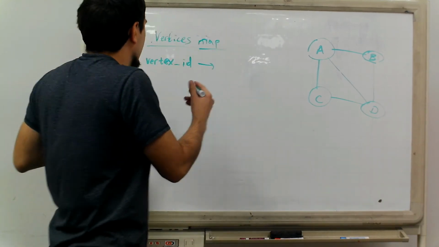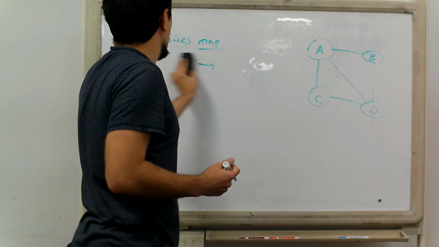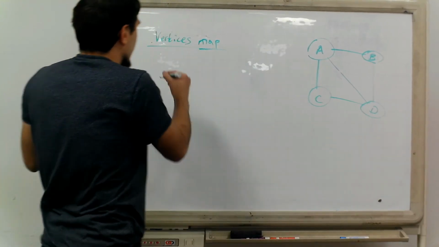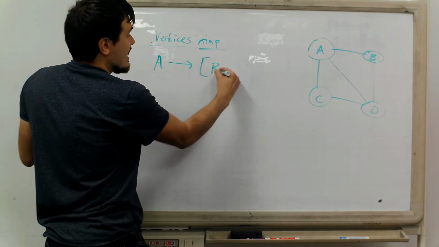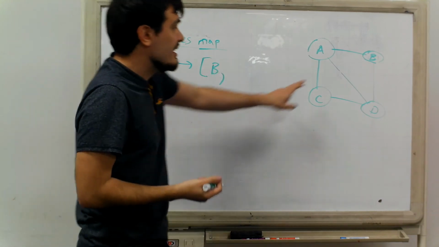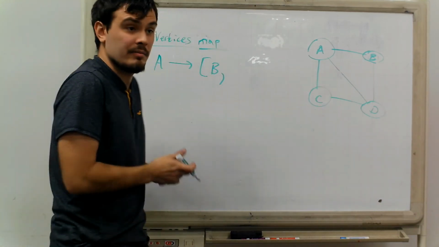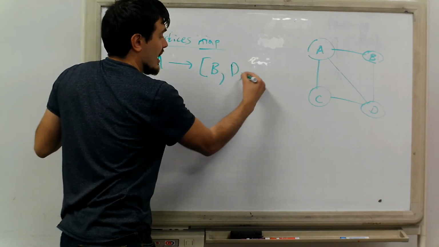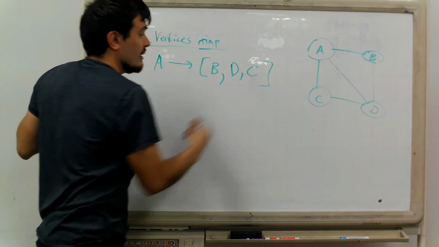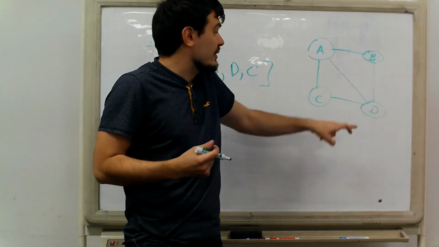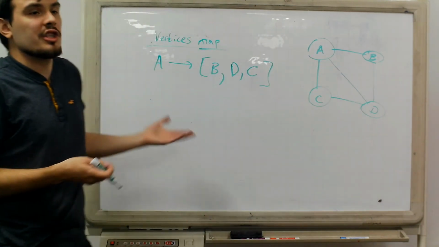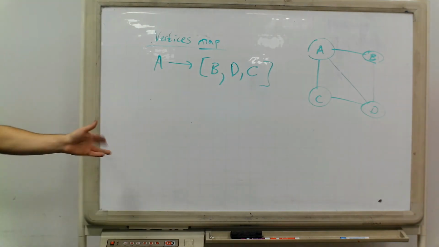So this would be like storing a map, and I'll give you what the example looks like. You will store some representation that looks like this. A maps to a list that contains B, D, and C, in arbitrary order. This is just saying that the vertex A is connected to vertices B, C, and D. So this is just a neighbors list of every vertex. We call these the neighbors.